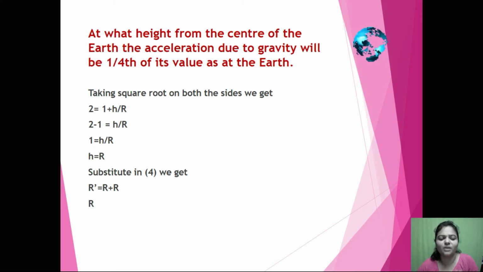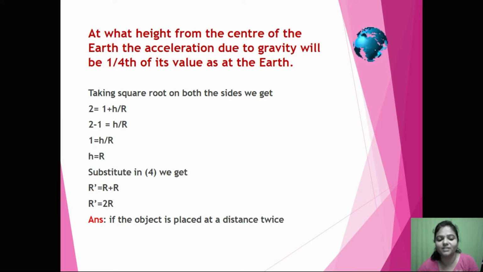So this equation we have to substitute in 4. So r dash will be equal to r plus r, which is equal to 2r. So the answer is, if the object is placed at a distance which is equal to twice the radius, then the acceleration due to gravity value, g value, will be equal to 1 by 4th of the g at the surface of the earth.